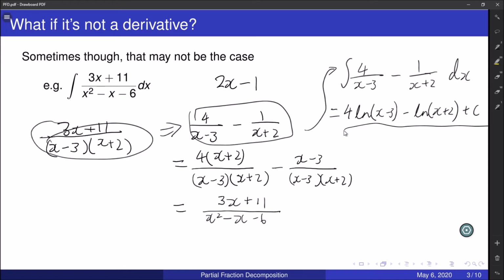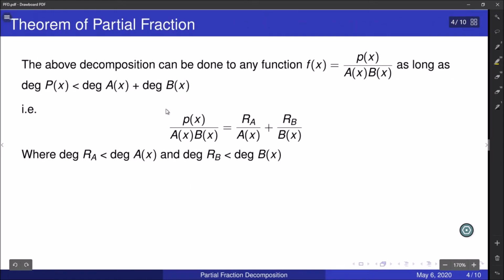So can we do this even if we don't already know that this portion is true beforehand? The answer is, in fact, yes. Otherwise, this topic wouldn't exist. So this is the theorem of partial fractions.